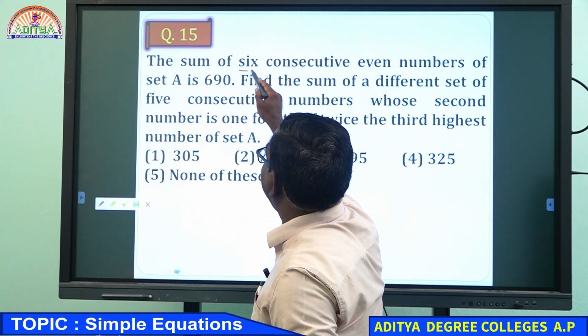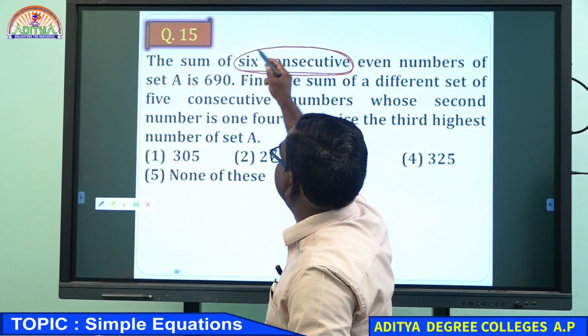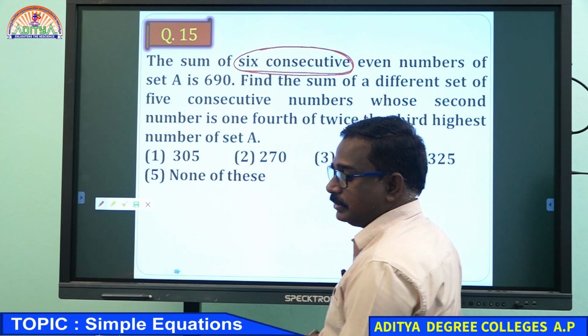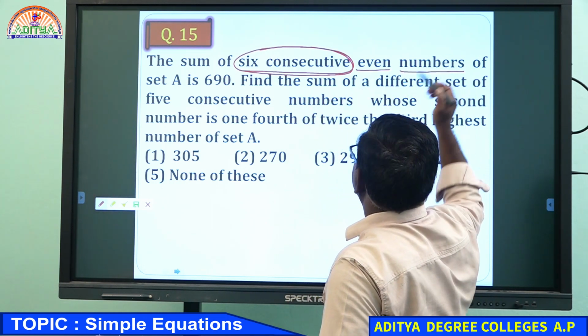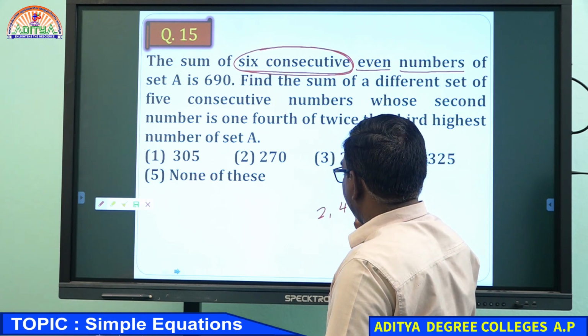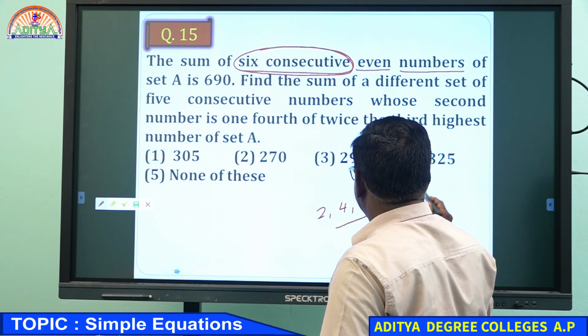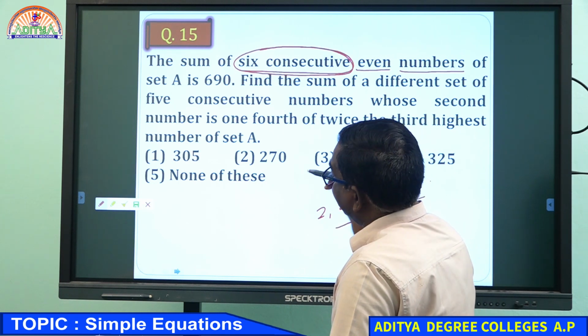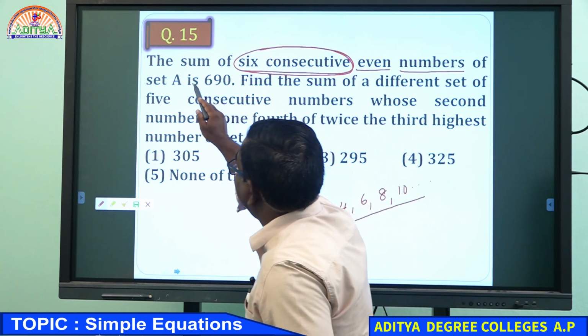Sum of 6 consecutive. Consecutive means there won't be any difference. The difference is going on. 6 consecutive even numbers. If you start with 2, next you will get 4, next you will get 6, next you will get 8, 10, like that. Even numbers, consecutive even numbers. Like that, the sum of 6 consecutive even numbers is given as 690.